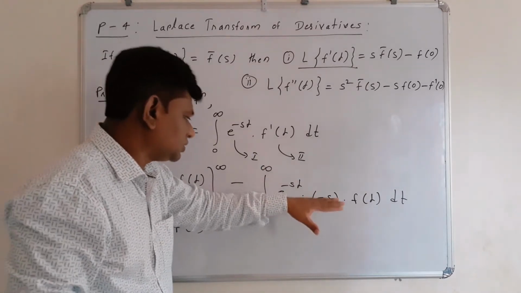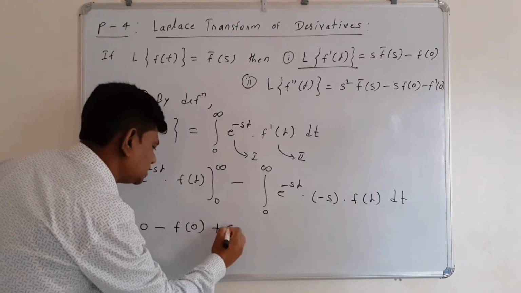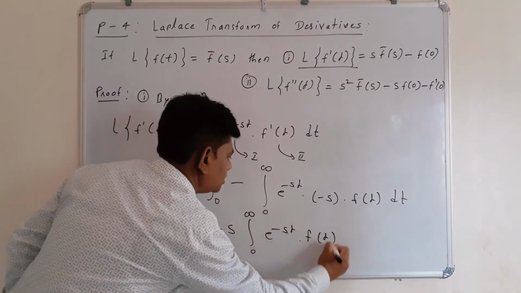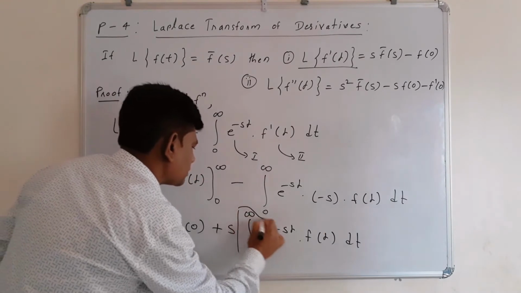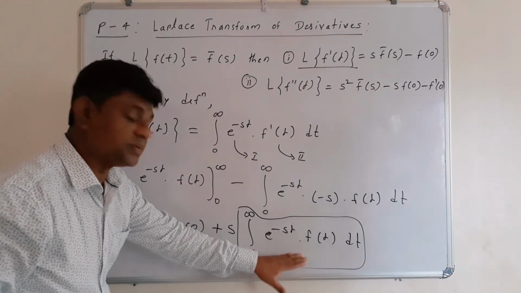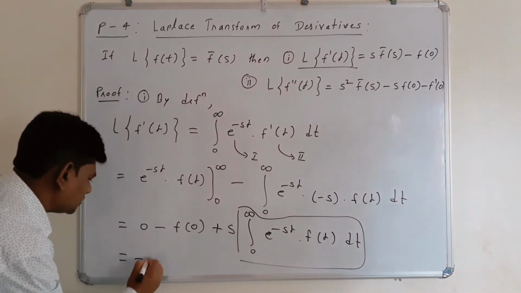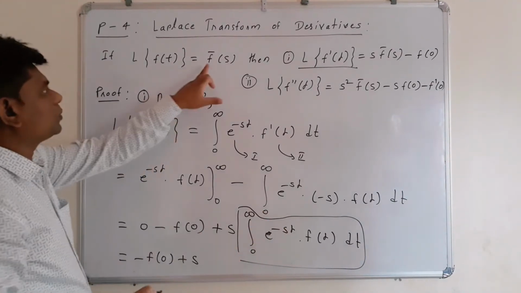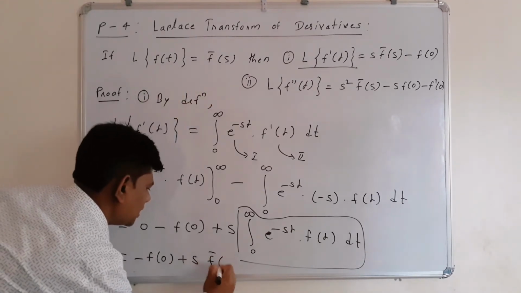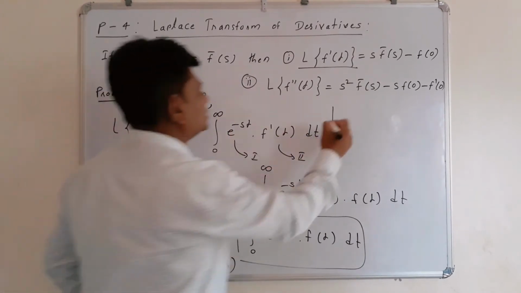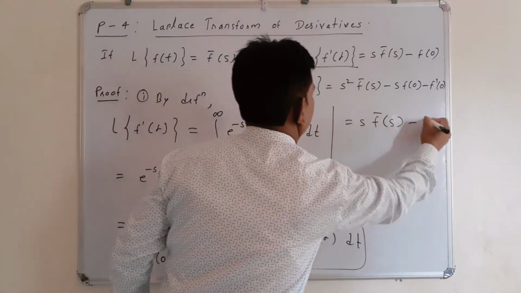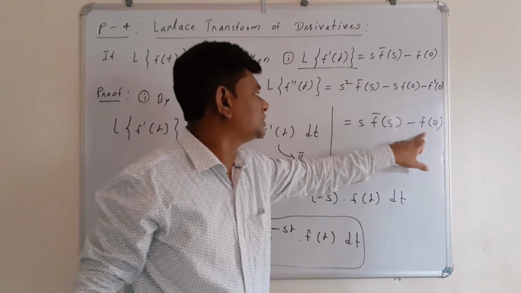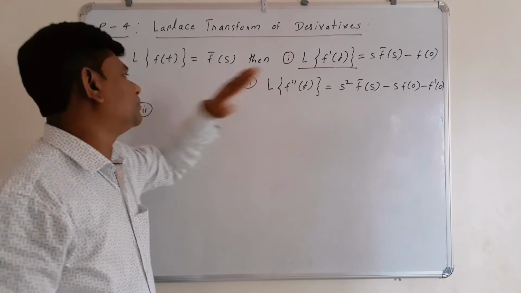Taking this minus s outside the integration, minus minus becomes plus s, integration from 0 to infinity of e to the power minus st f(t) dt. Now this integration is the definition of Laplace transform, its answer is minus f(0) plus s times this. This is the Laplace transform of f(t), which is denoted by f bar(s). Therefore the answer is s times f bar(s) minus f(0). So therefore Laplace transform of f'(t) is equal to s times f bar(s) minus f(0). Now, the proof of the second part.